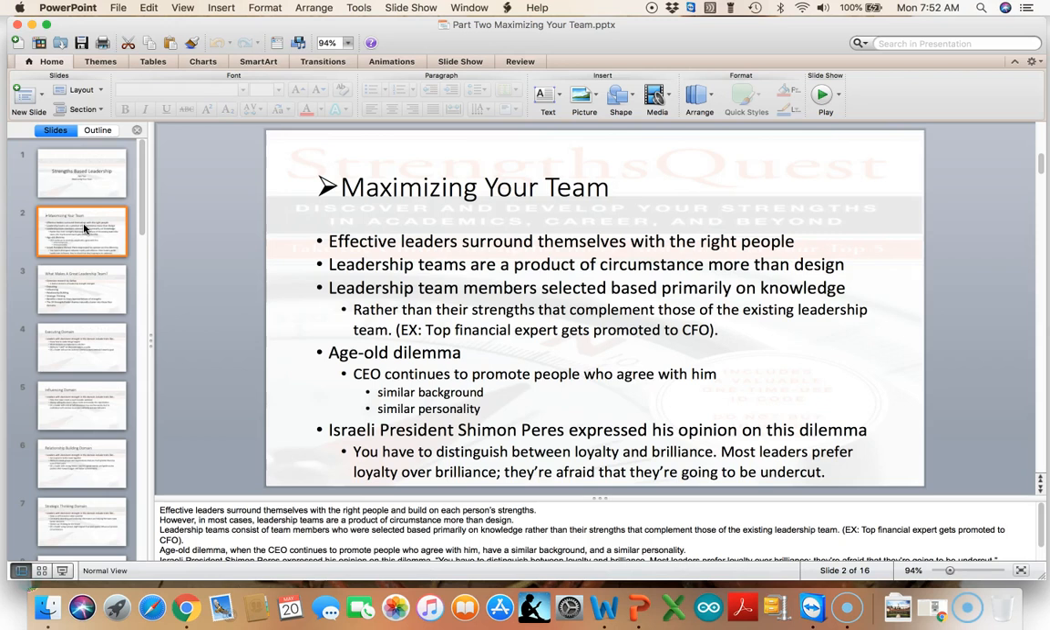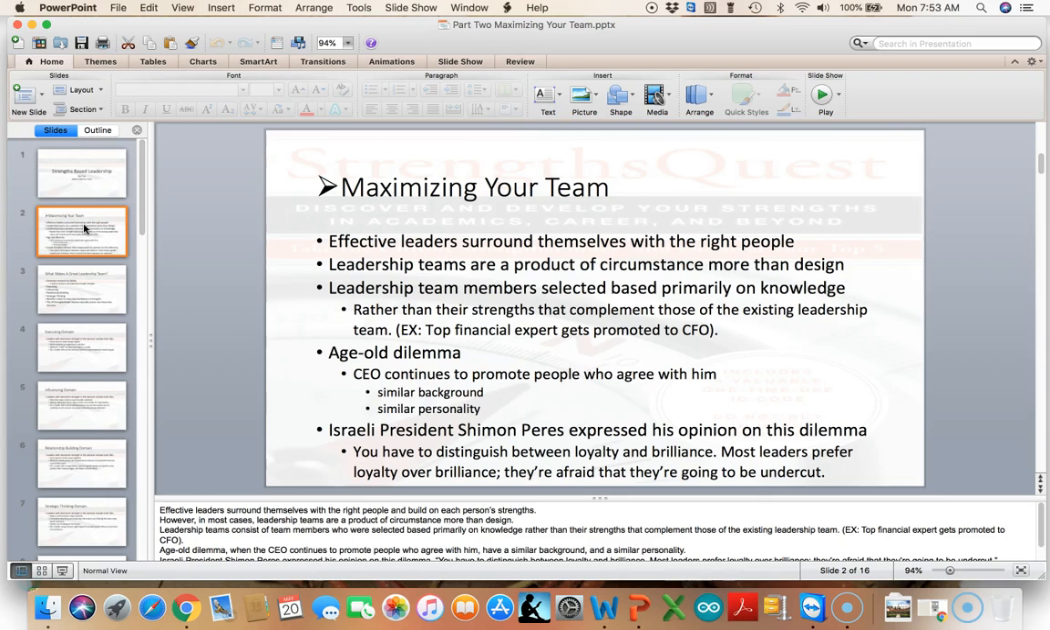So, we begin. Effective leaders surround themselves with the right people and build on each person's strength. However, in most cases, leadership teams are a product of circumstance more than design. Leadership teams consist of team members who were selected based primarily on their knowledge rather than on strengths that complement those of the existing leadership team.